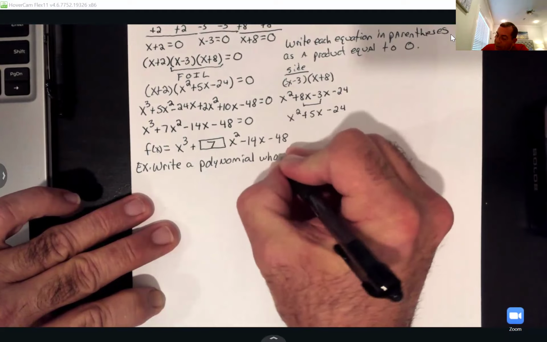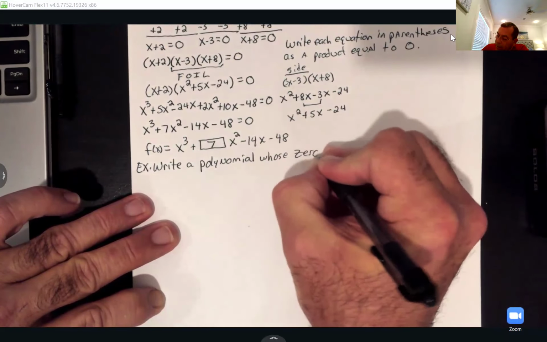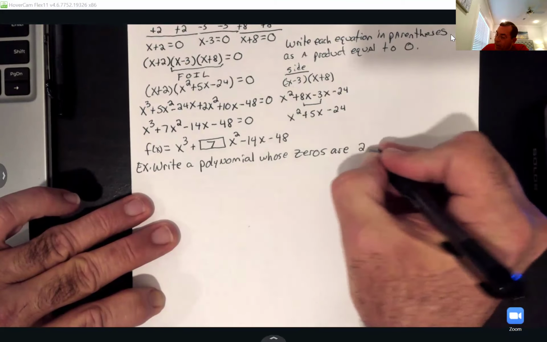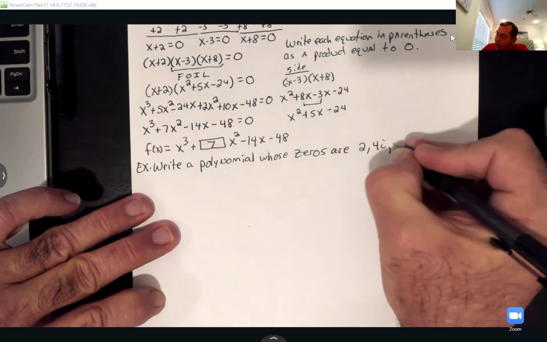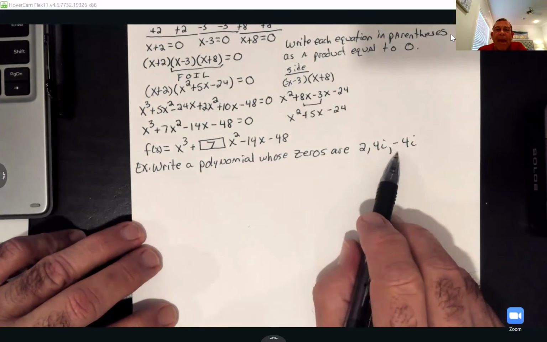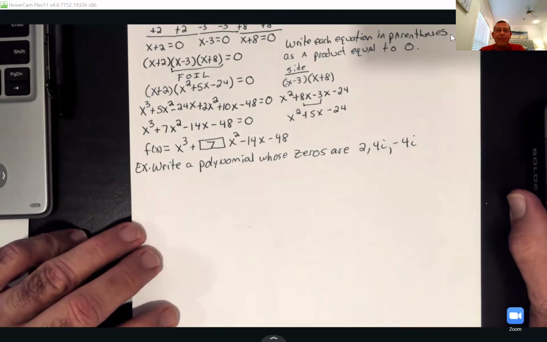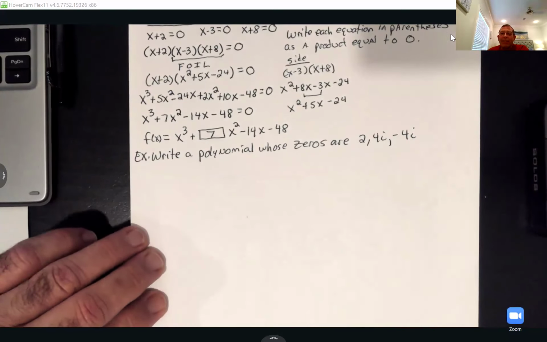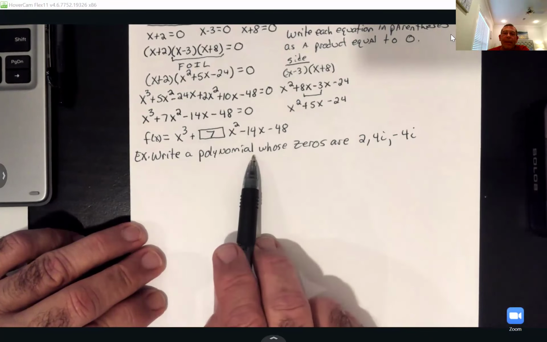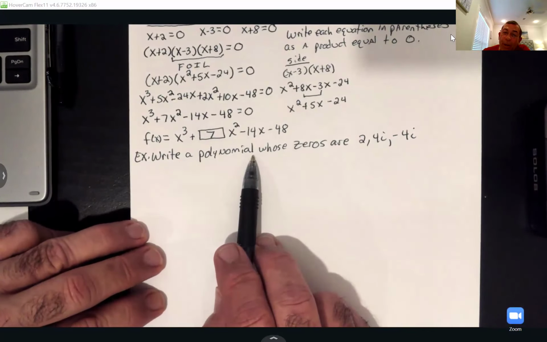Whose zeros are 2, 4i, and negative 4i. They're giving me imaginary zeros this time, y'all. But that's cool. We can do that. But notice, they didn't tell me what degree I'll end up with.